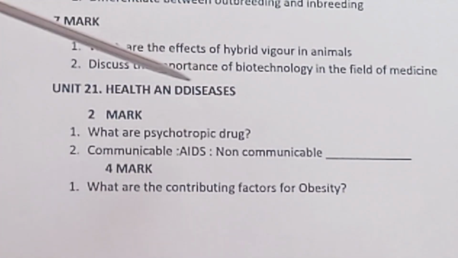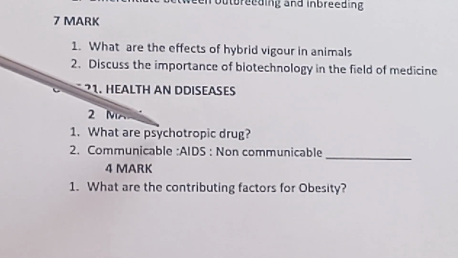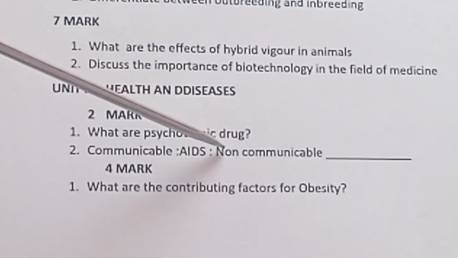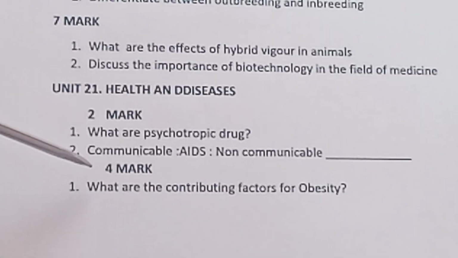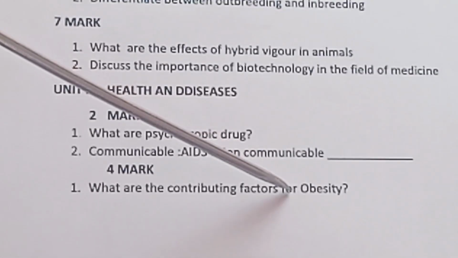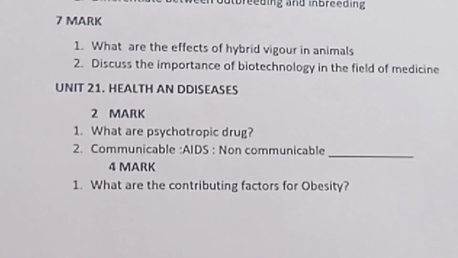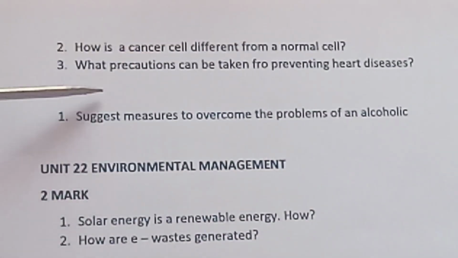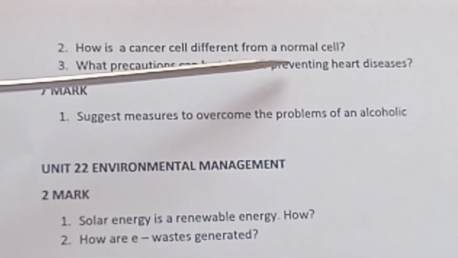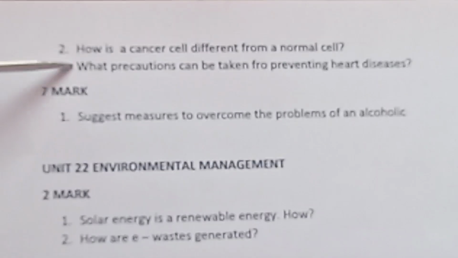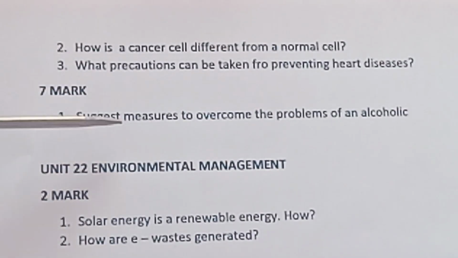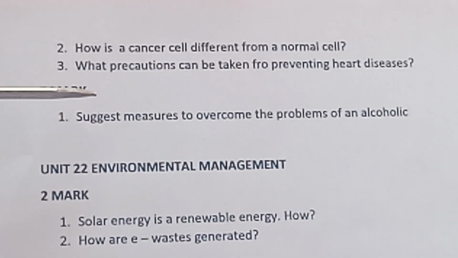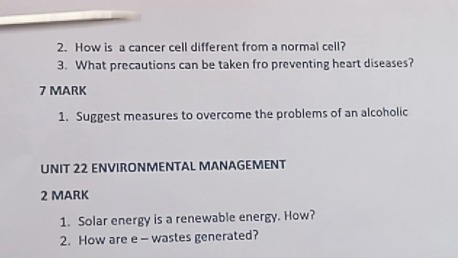Unit 21, health and diseases, 2 mark. What are psychotropic drugs? Communicable: AIDS; non-communicable: blank. 4 mark. What are the contributing factors for obesity? How is a cancer cell different from a normal cell? What precautions can be taken for preventing heart diseases? Important question. 7 marks. Suggest measures to overcome the problem of an alcoholic. This was asked as a 7 mark question in the May 2022 public exam.